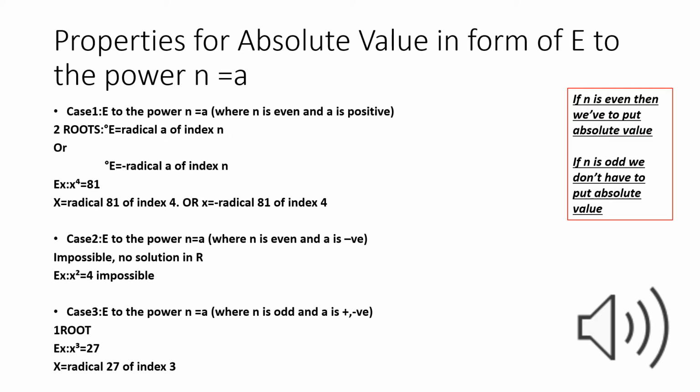In case 3, x to the power n equal to A, where n is odd and A is positive or negative, it has one root: x equal to the nth root of A. For example, x cubed equal to 27, x equal to the cube root of 27. 27 is 3 to the power 3, so x equals the cube root of 3 to the power 3. The solution set contains 3.